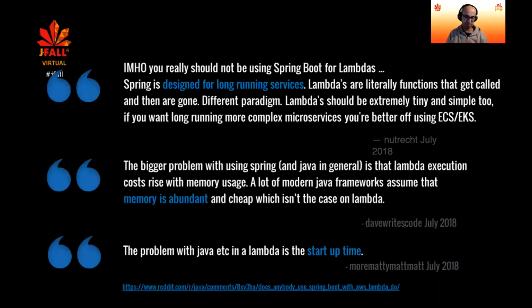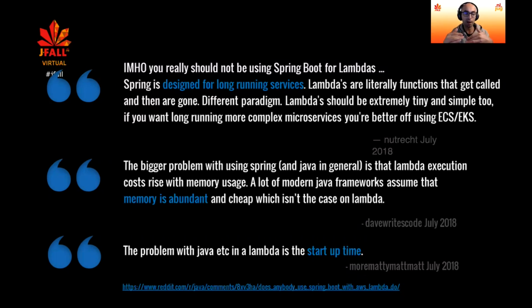If you see some quotes about Java and Spring Boot, they say that Spring is designed for long-running services, and lambdas are literally functions that I call and then are gone. This is one of the things that we need to keep in mind all the time. If you're going to run a long-running service, then it's fine to go to Spring or any JVM technology.